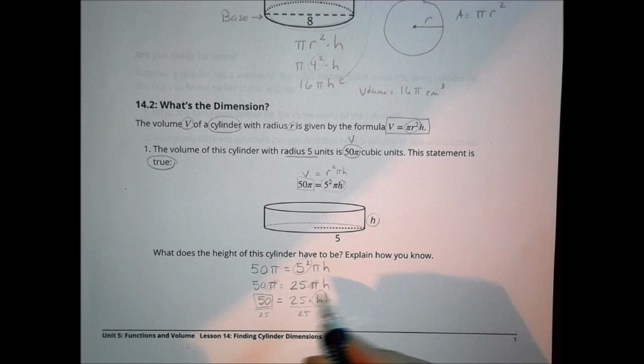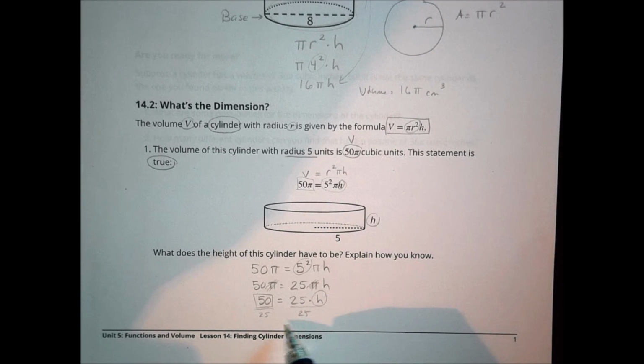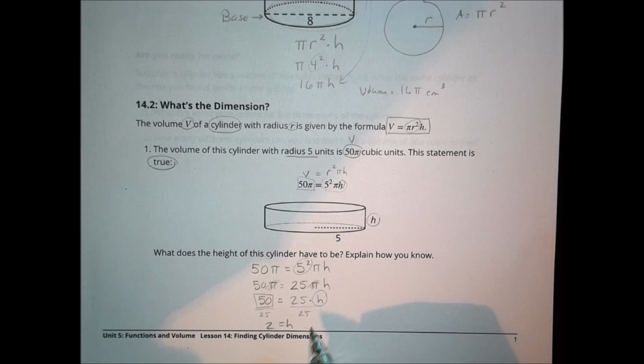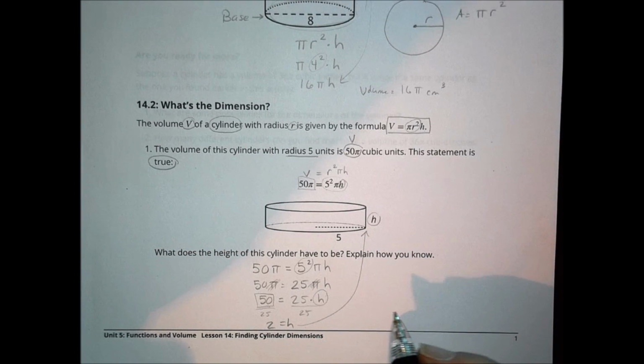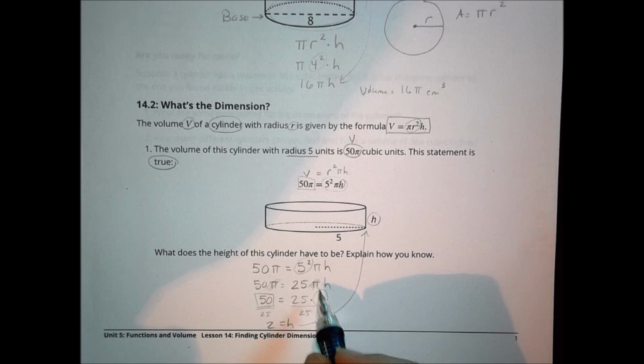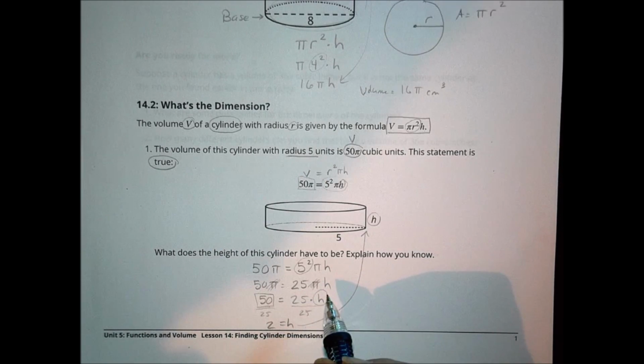And either way, 25 times 2 is what you get here. It's going to be equal to 50. So the height of this object is going to be 2. In our case here, we just call it 2 units. That's our height. And so you can get that by using some logic or using some algebra to find out that missing variable.